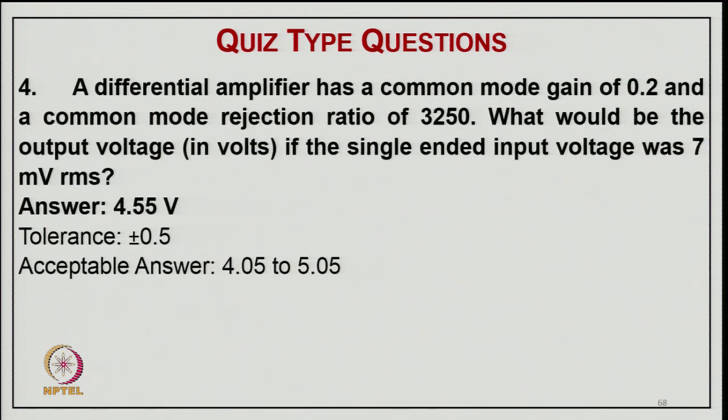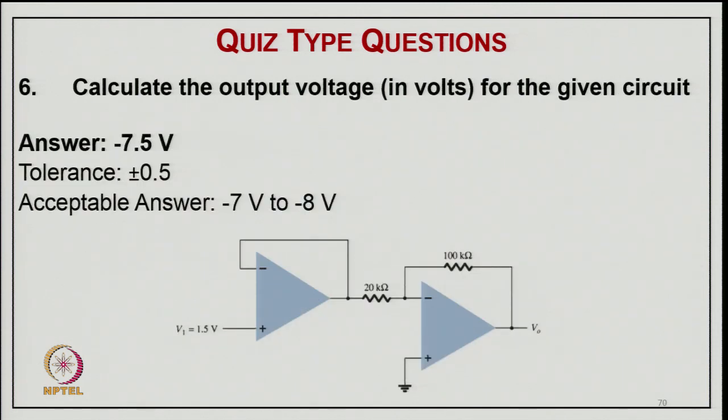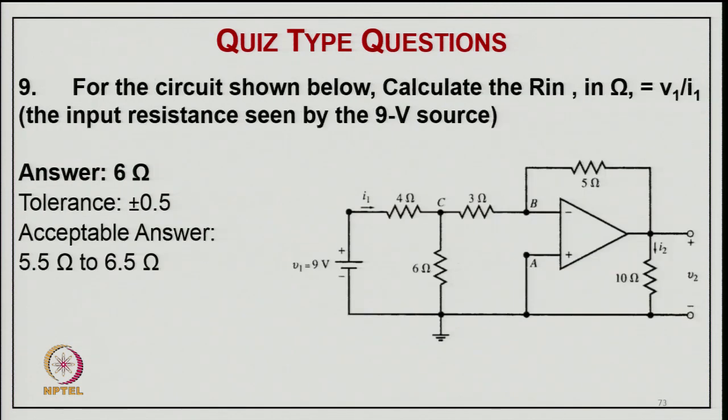Similarly, a difference amplifier has a common mode gain of 0.2 and a common mode rejection ratio of 3250. What will be the output voltage in volt if a single ended voltage of 7 volt is applied? You can just have a typical solution, calculating the voltage from the feedback operational amplifier. Applying the simple formula, you will be able to solve all these quick questions.